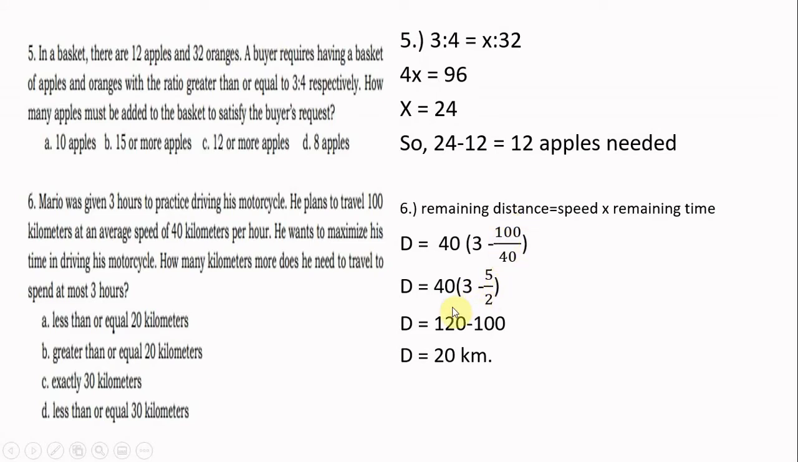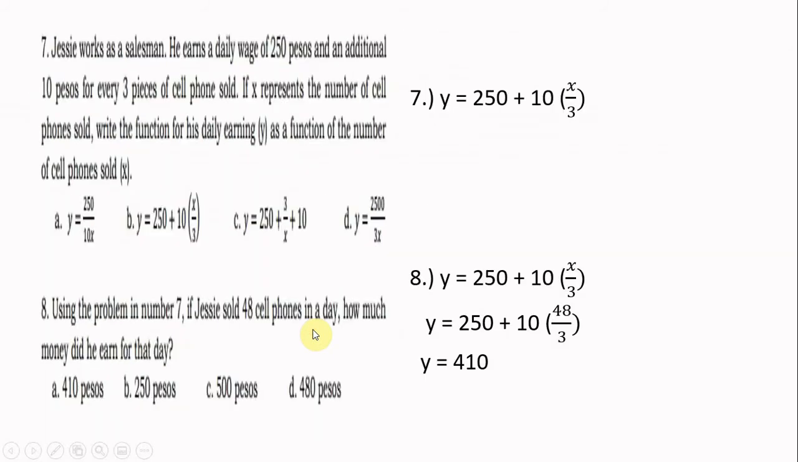Now we have distance is equal to 40 times 3, that's 120, and 40 divided by 2, that's 20, times 5, that's 100. So therefore distance is equal to 20 kilometers. Okay, 20 kilometers. It's letter A, less than or equal to 20 kilometers.